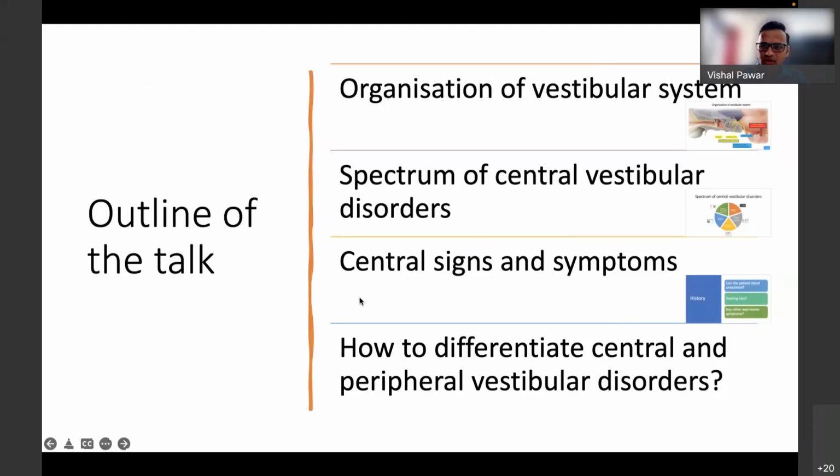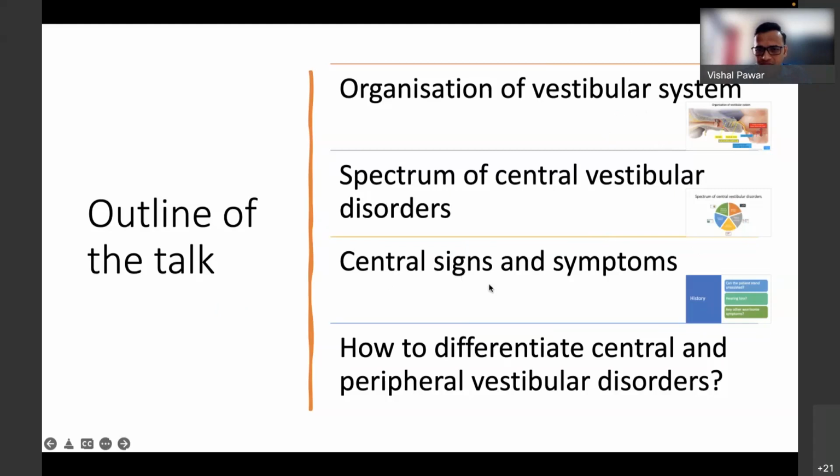So this is the outline of my talk today. I will just broadly discuss the organization of the vestibular system. Then I will talk on the spectrum of central vestibular disorder. What are we dealing with when we say central? That means which are the different disorders? Localization is central, but what is the etiology we talk about?